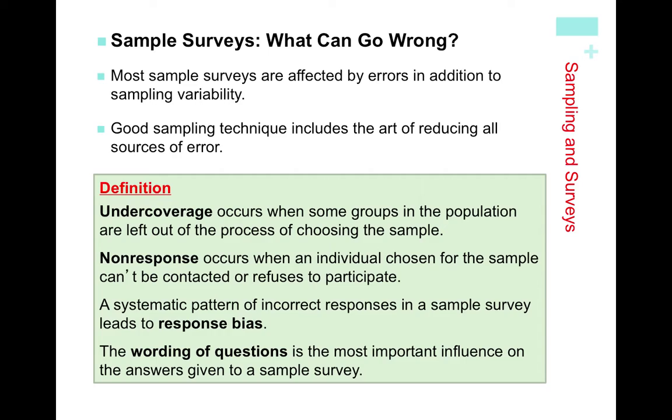Well-designed sample surveys avoid bias in the sampling process. The real problems do generally start after the sample is chosen. One of the most serious sources of bias in sample surveys is non-response. So non-response occurs when an individual chosen for the sample can't be contacted or just refuses to participate. Non-response to surveys often exceeds 50%, even with careful planning and several follow-up calls. If the people who respond differ from those who don't in a way that is related to the response, bias results. You will get biased results.